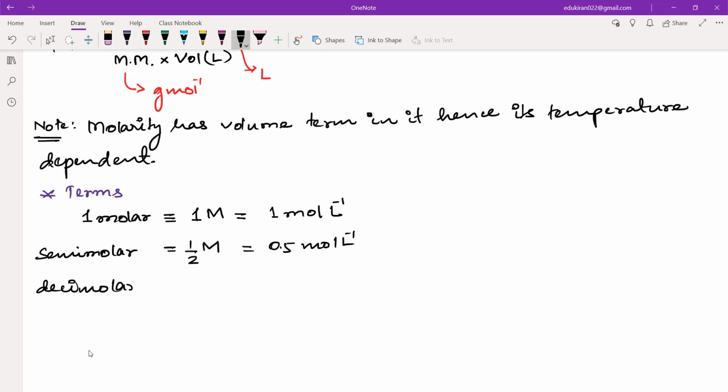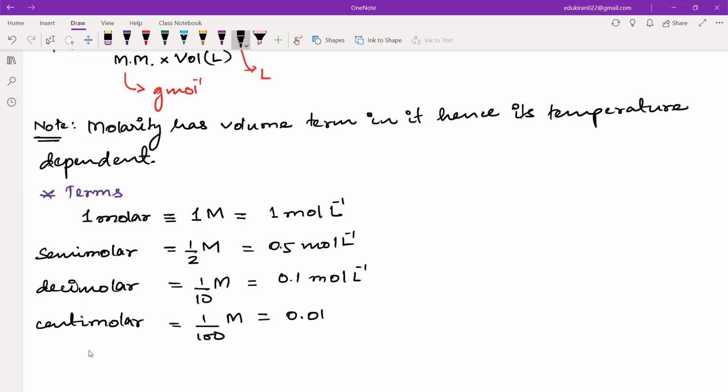Decimolar. So decimolar is 1 by 10th of molarity. So this will be equal to how much? 1 by 10 means 0.1 moles per liter. This is the concentration they are giving. You can be given centimolar. Centimolar concentration means 1 by 100 of molarity, which is equal to, very good, 0.01 moles per liter.